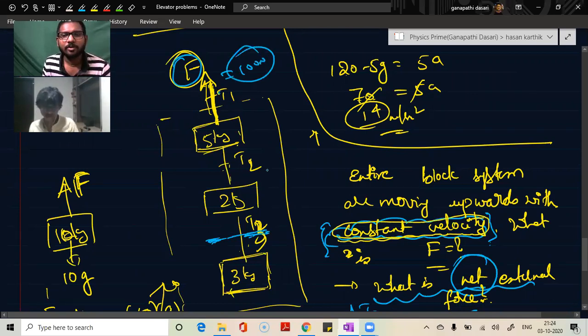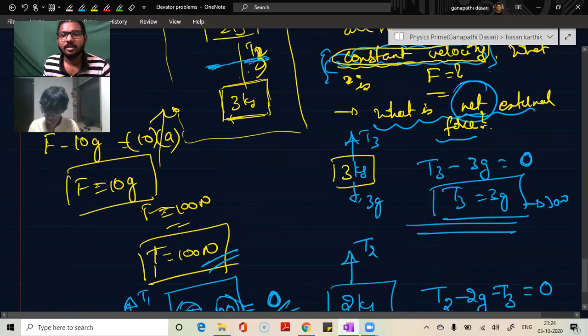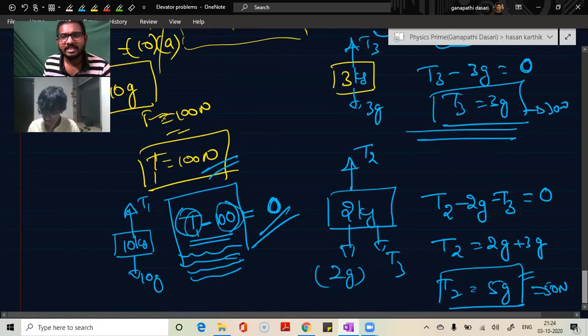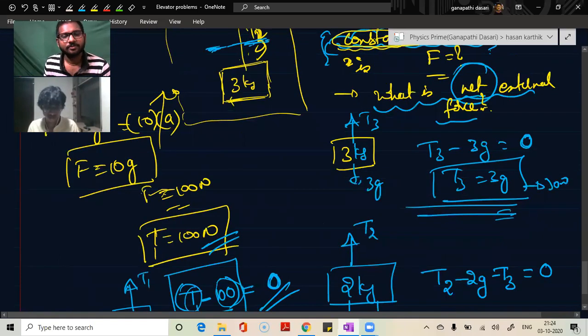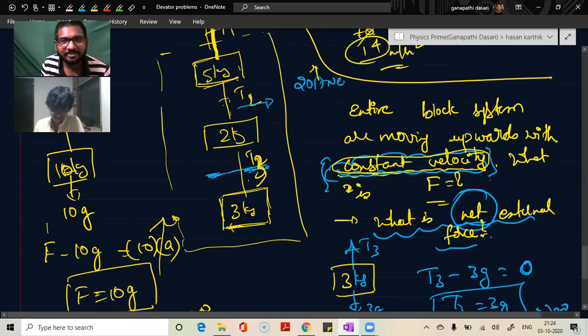What is T2? Then the answer is this one. T2 is 5G, 50 Newtons. What is T3? 30 Newtons. What is net external force or net force acting on the entire system? Net force is nothing but what? 0. T is upwards, 100 is downwards, that is equal to 0, isn't it? This question was asked in 2017 NEET. Constant velocity is the point to be noted.